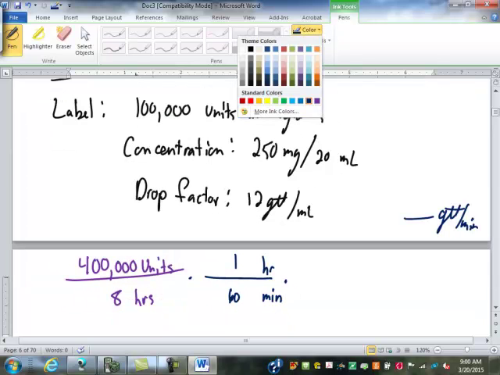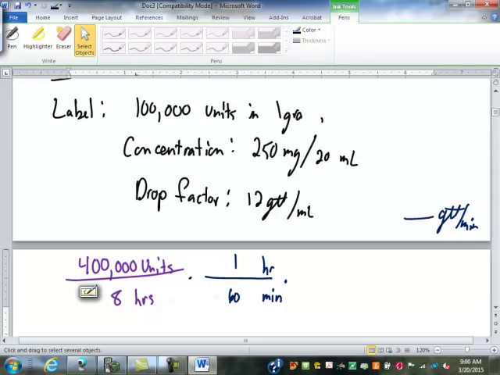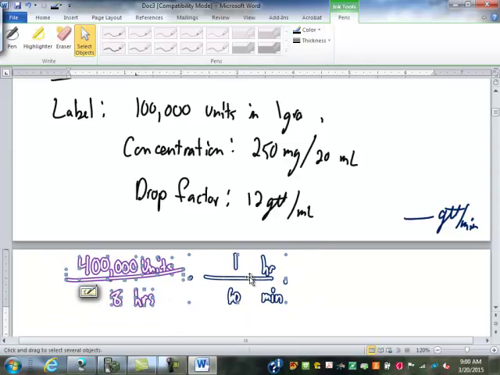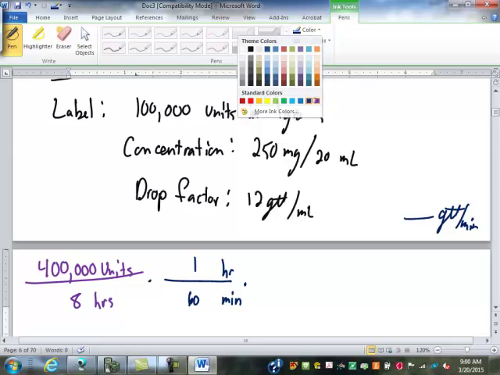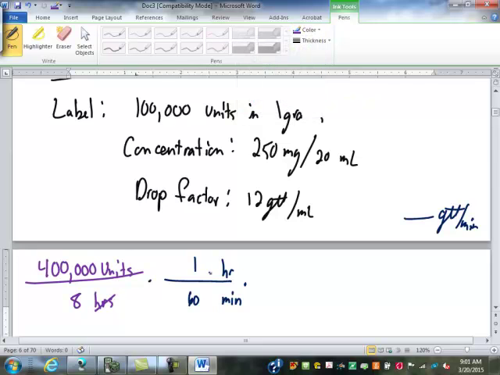Then we have, no, that should be 12 drops per milliliter. We're going to be looking for drops per minute. So now our next step: this is going to be in units per minute. So we're going to have to get rid of units. What do we have that equates units to anything else? 100,000 units per gram.